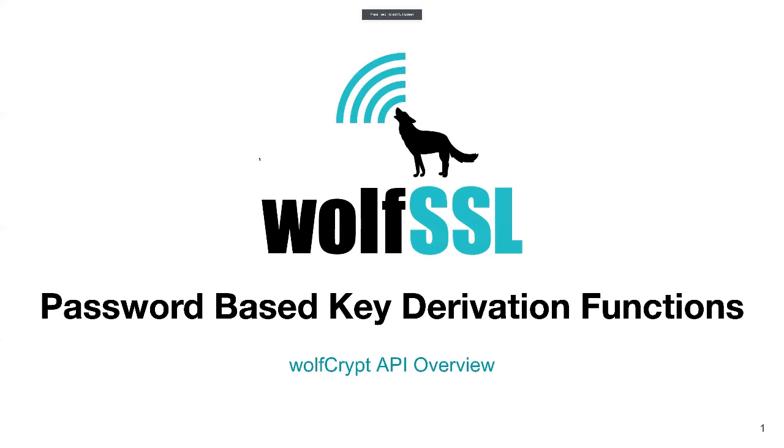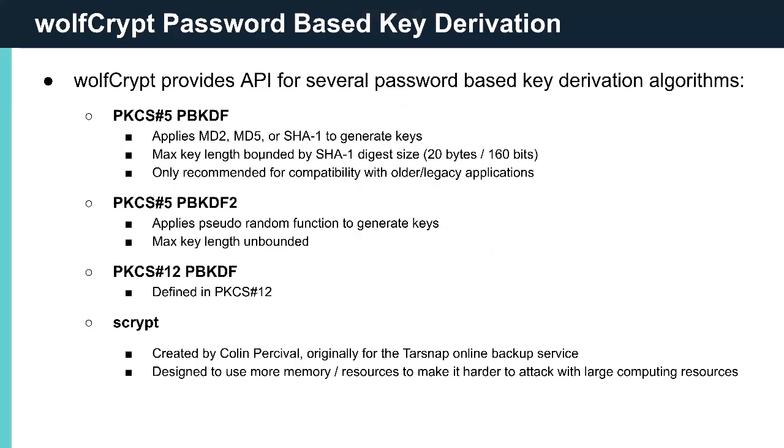Next up is password-based key derivation functions. These are used, as their name suggests, to take in a password, usually from a user, and then expand that out into a key to be used for later algorithms. We provide a couple different password-based key derivation functions in wolfCrypt.